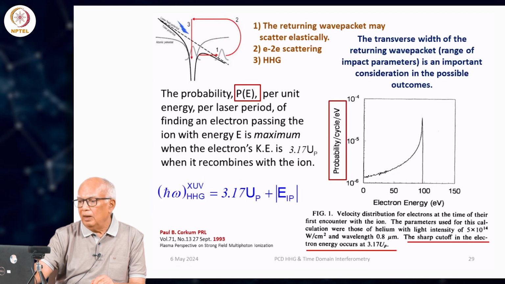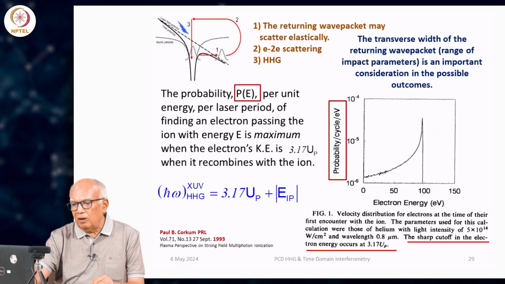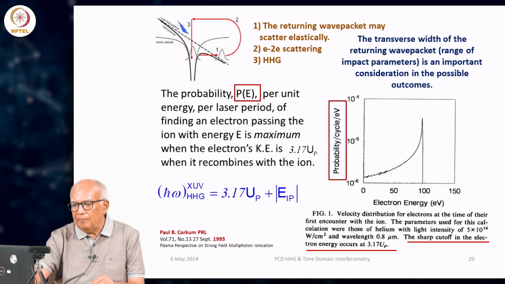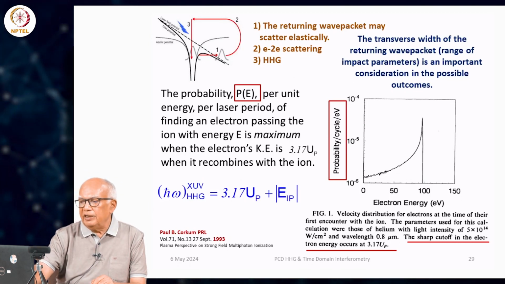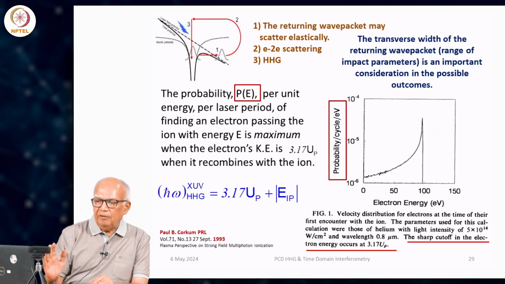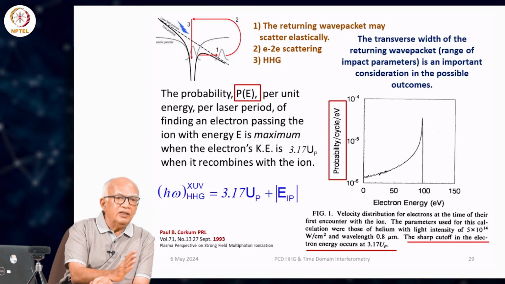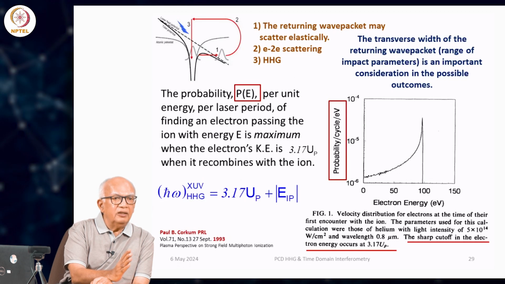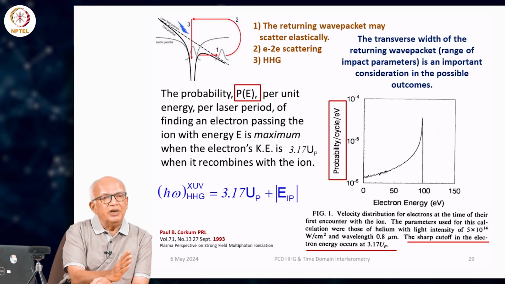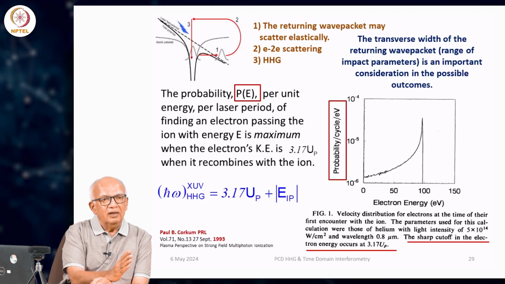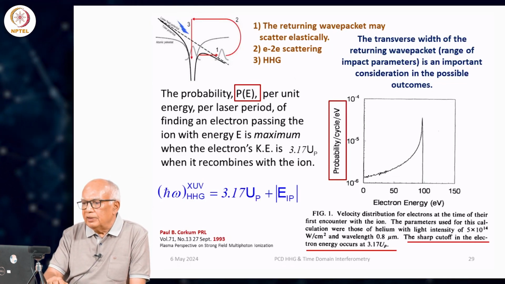This velocity distribution? I'm afraid you're going to have to read Paul Corkum's original paper for this. This is a very nice paper, a 1993 paper, and this is the celebrated reference for this. But this figure is one of the few things in literature which really explains the 3.17 factor. If you want a satisfactory explanation of 3.17, I think one has to go to this paper.